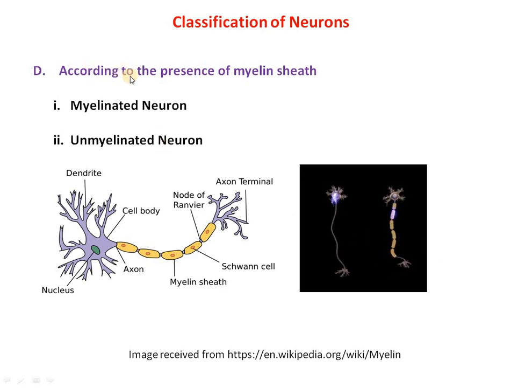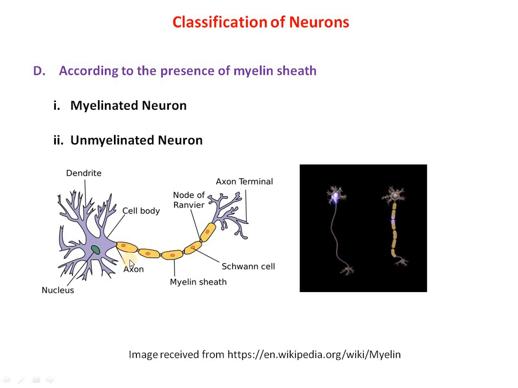So according to the presence of the myelin sheath, neurons also can be classified into two types. Either they are myelinated neurons or they are unmyelinated neurons. Myelin sheath is a fatty layer or lipid layer around the axon which acts as an insulator, so that the information from the neuron cannot be bypassed through another neuron during its transmission. So this myelin sheath also helps in faster transmission of the impulse within the neuron.